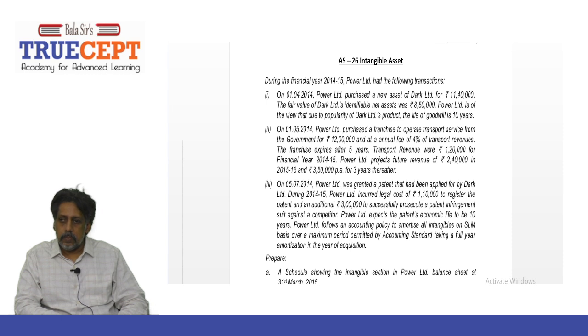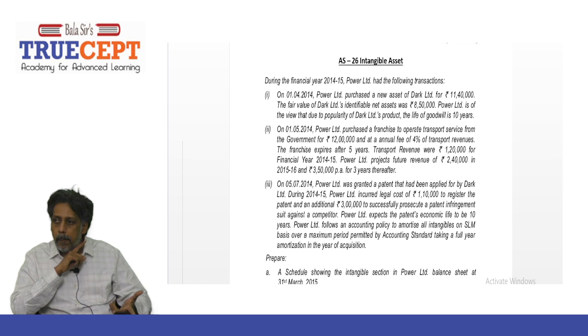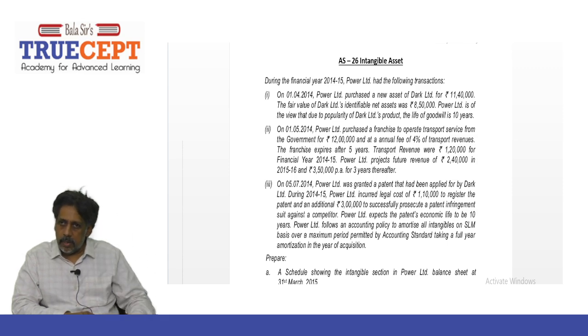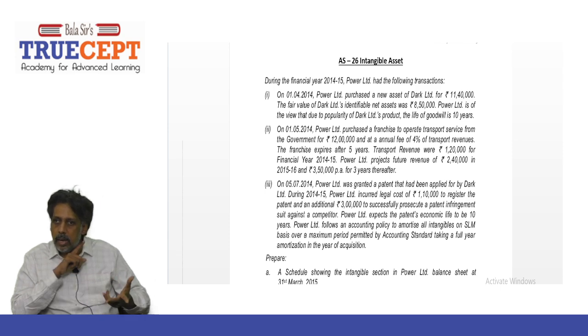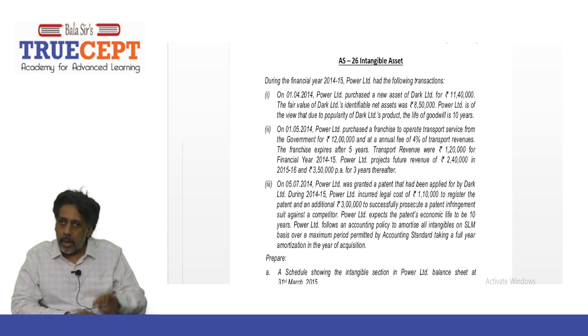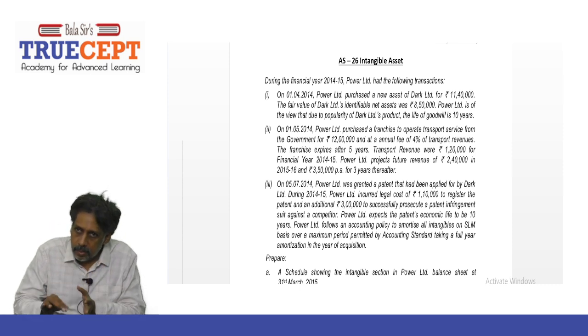Next, number 2. On 1st May 2014, Power Limited purchased a franchisee to operate transport service from the government for rupees 12 lakh and at an annual fee of 4% of transport revenues. This happens normally with McD. You can buy the franchise, use their logo and run the shop in Chennai. Like that, you got the franchise from the government, and you paid a lump sum of rupees 12 lakh for the franchise.